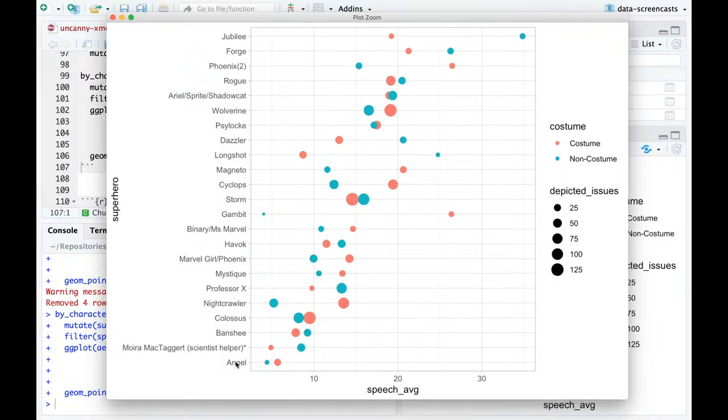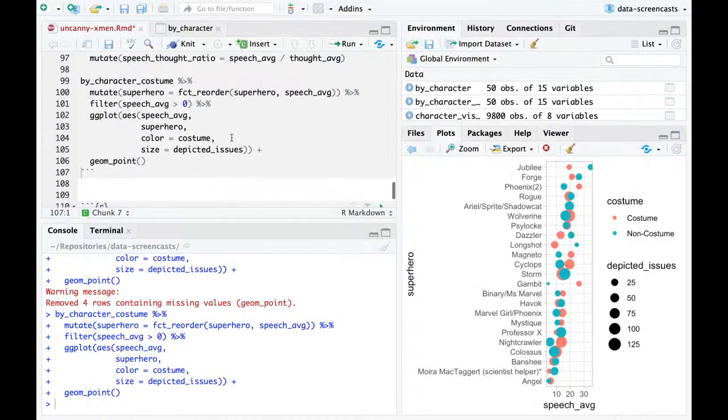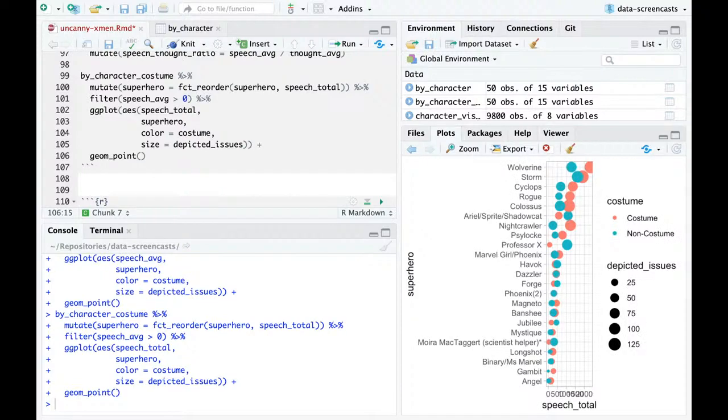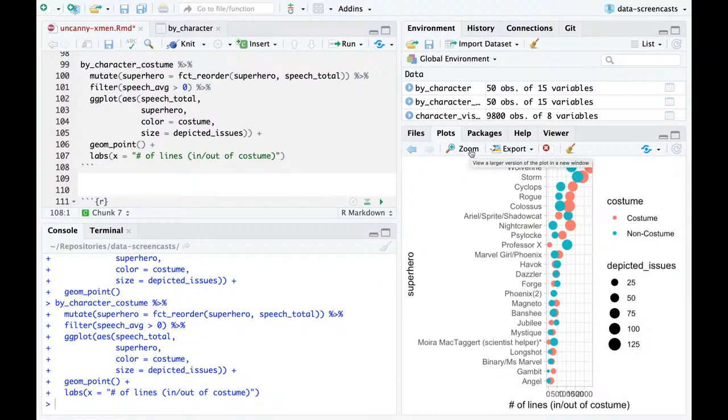Last question I have is: do we see Professor X? I thought he didn't have a costume, but this shows him with some. Apparently there are some where he has a costume. I don't know what to do with that. So we can actually do a ratio of, but this is average. Average is not right here. Average is not the right thing. I actually want the total. Number of lines. Because the average is weighted, it's not going to give the right information.